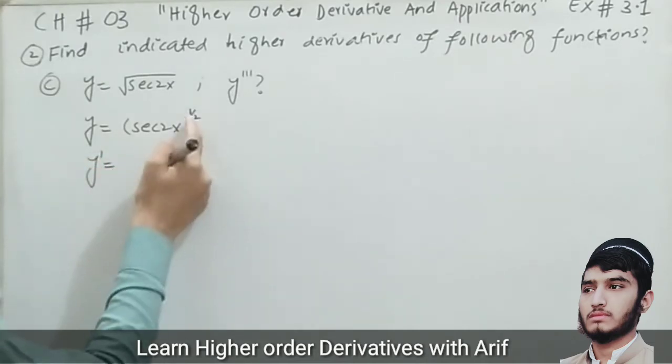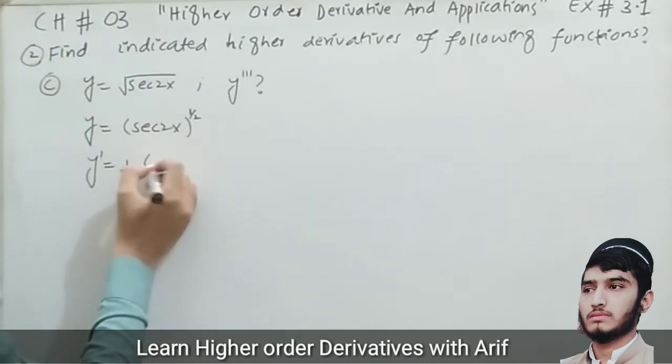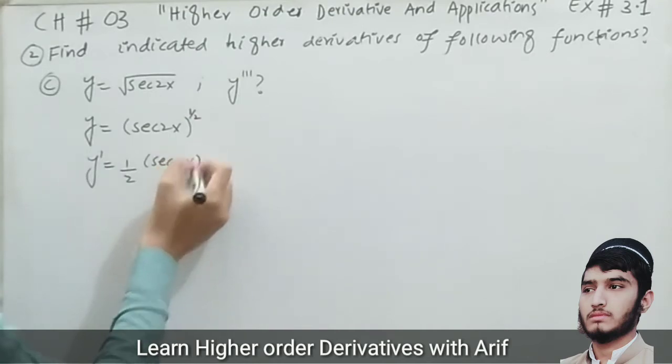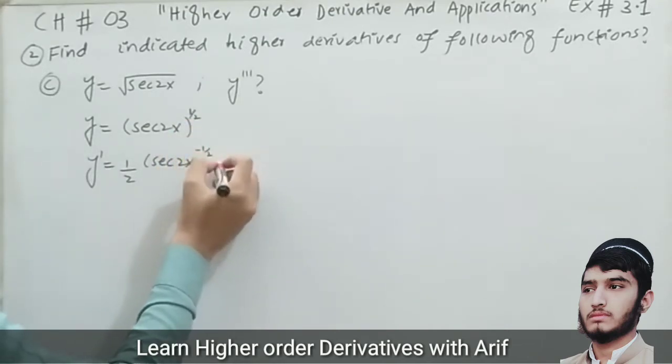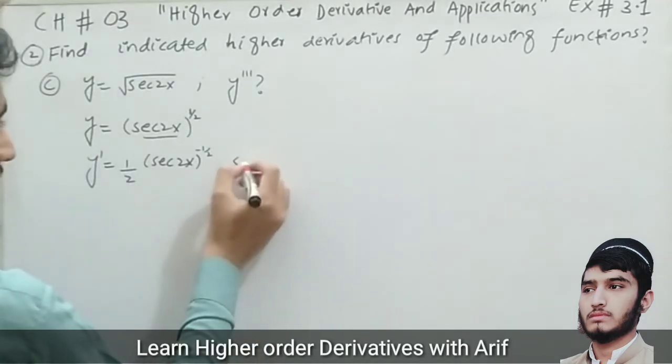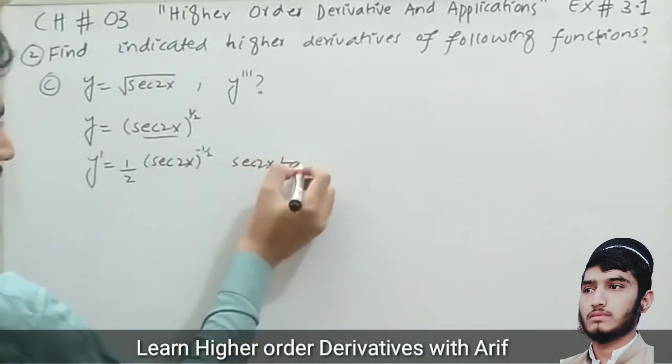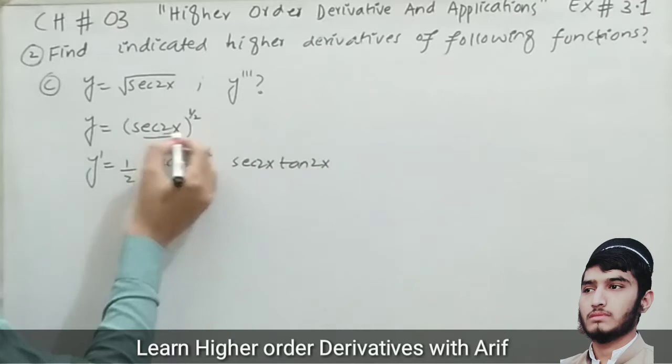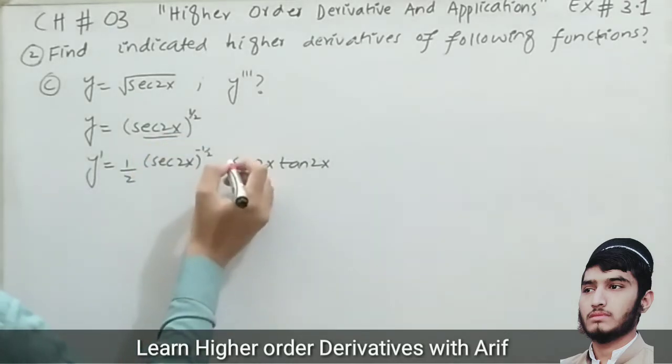y dash will be: the power comes to the front and we subtract 1 from the power, so the power becomes 1 over 2 minus 1, which gives us minus 1 over 2. Also take the derivative of the inner function; its derivative is secant 2x tangent 2x. Also take the derivative of the inner function 2x; its derivative is just 2.